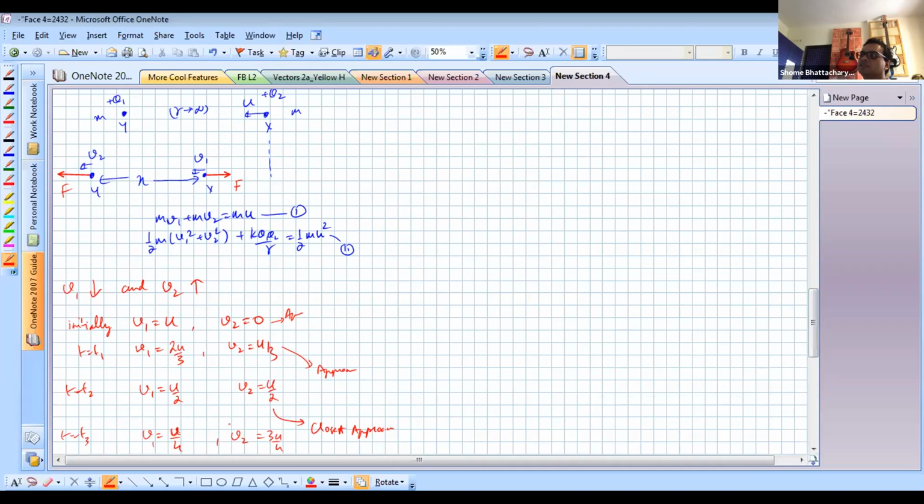Then the whole sequence would change. The first one would start increasing, the second one would start decreasing, because as the spring extends, it also applies an attractive force. But here there's only repulsive force. So that thing doesn't happen.